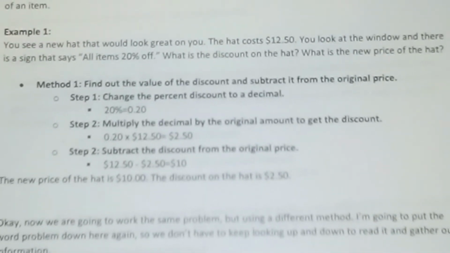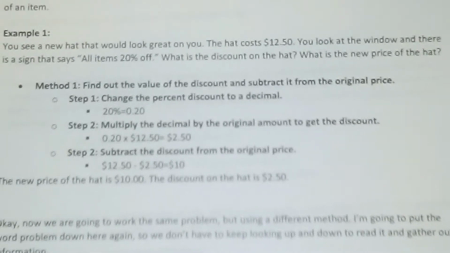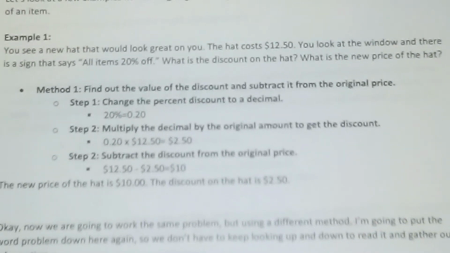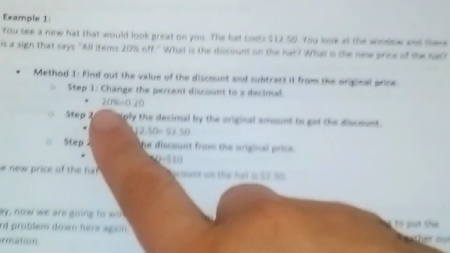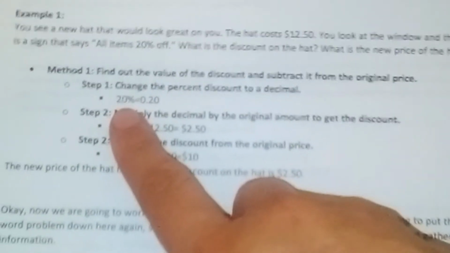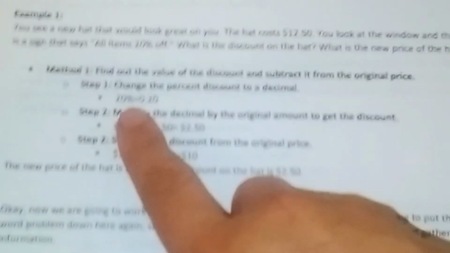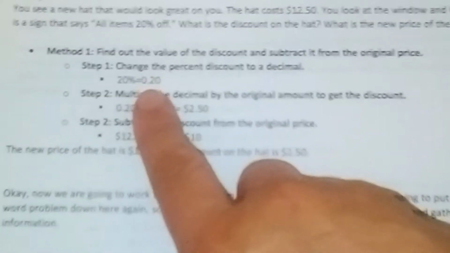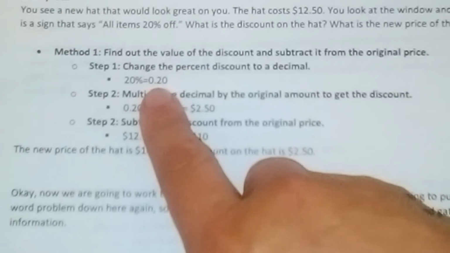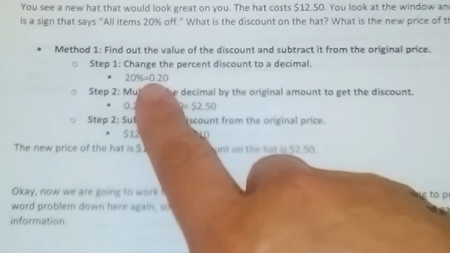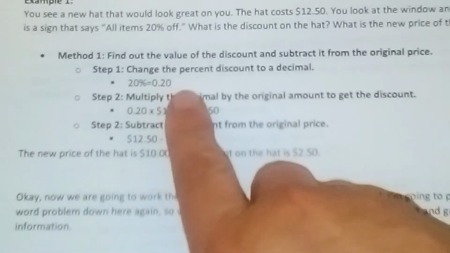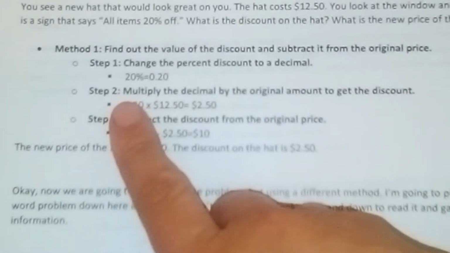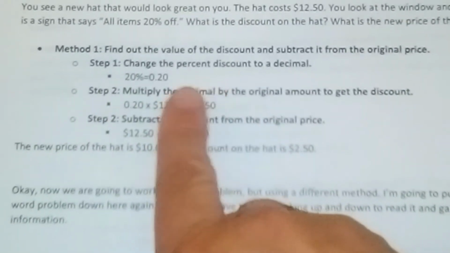So method 1 is to find the value of the discount and subtract it from the original price. So step 1 is to change the percent discount to a decimal. So our percent discount is in the problem, and it's 20%. So to change 20% to a decimal, we just simply take the percent sign off, so then we have just 20. And then we are going to plug a decimal in front of the 2, and then put a 0 in. So 20% as a decimal is 0.20.